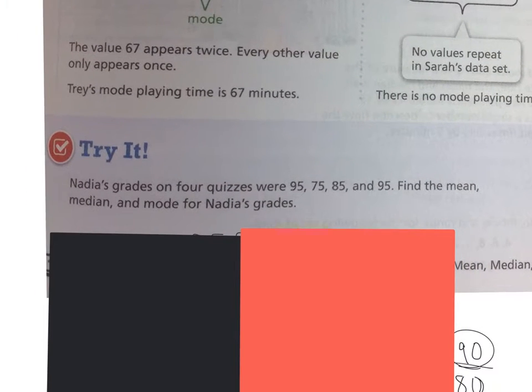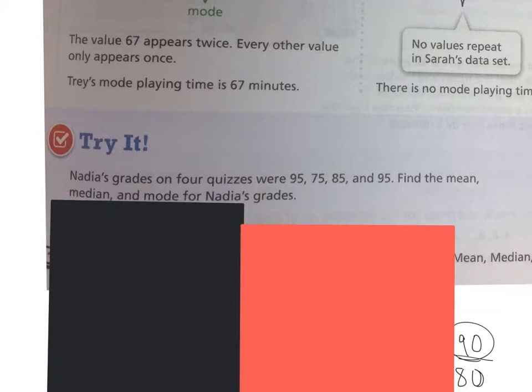So we look at the try it. Nadia's grades on 4 quizzes were 95, 75, 85, and 95. Find the mean, median, and mode for Nadia's grades.